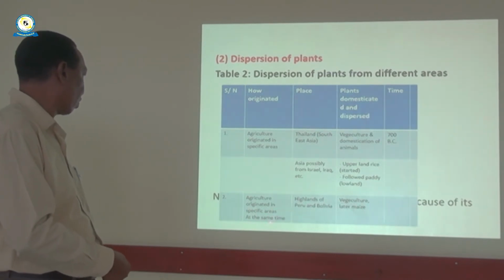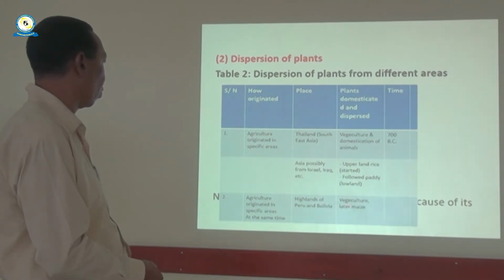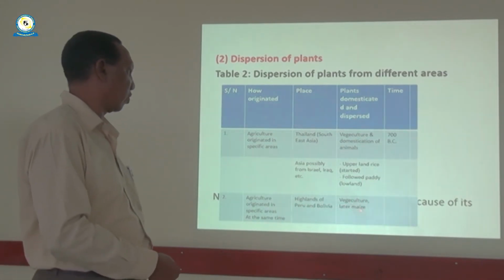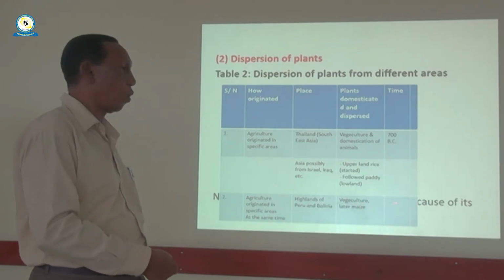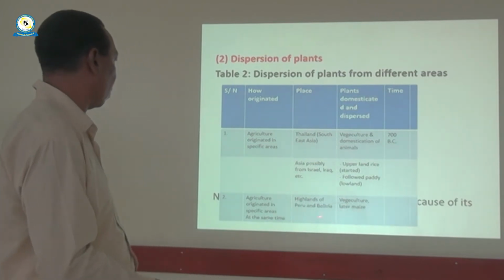Agriculture also originated in the highlands of Peru. These were mainly vegeculture. We shall explain later why vegeculture and not seed culture. This will come later.